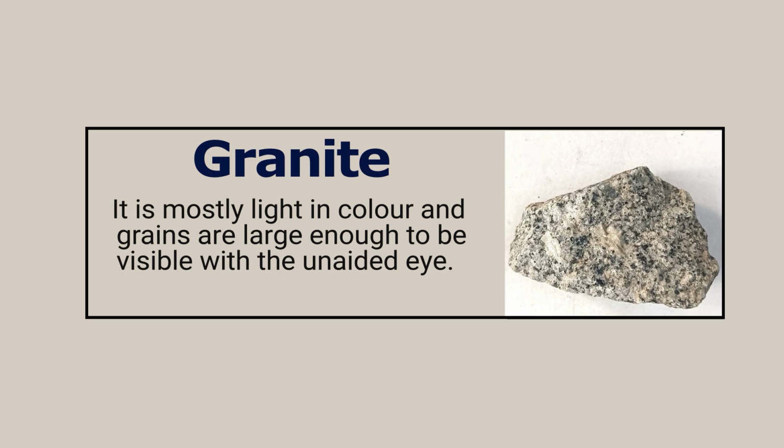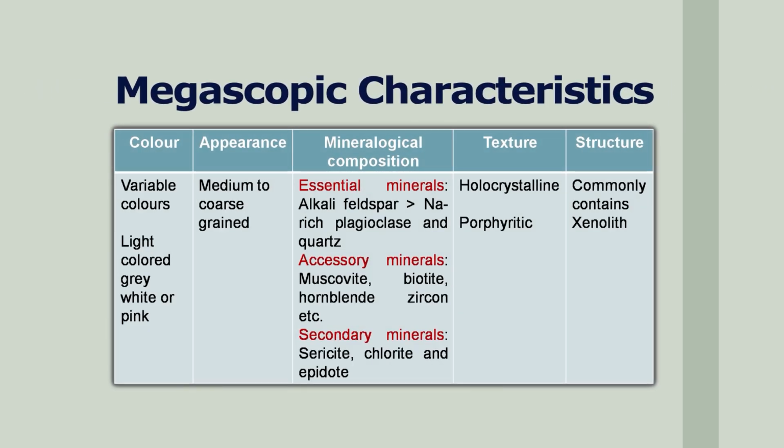As you can clearly see here, this is a hand specimen of granite, and you can see the grains of alkali feldspar and plagioclase feldspar in it, and these dark colored minerals over here are likely micas or biotite. If we go for the megascopic characteristics of granite, granites are known to display variable colors. They may be light colored, grey, white, or sometimes even pink. Appearance wise, they are medium to coarse grained and you can clearly see the grains with the unaided eye.